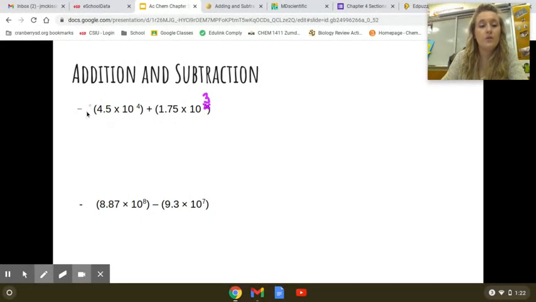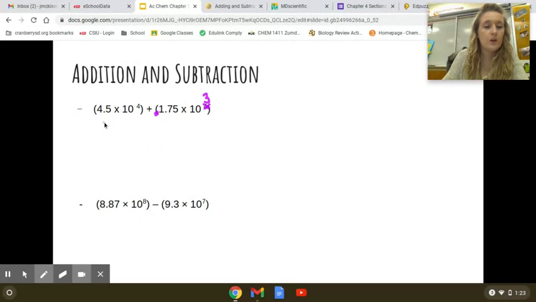You could move this one to make it a 3, or you could move this one to make this exponent a 4. I'm going to do it both ways for you. The first way we're going to do is we're going to make this one a 4. So again, like what I explained at the beginning of the video, we know that since this one is a positive number, that this was originally bigger. So if we want to make this exponent a 4, we're going to move it one more place.